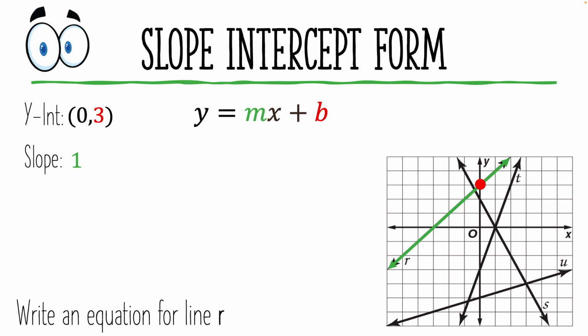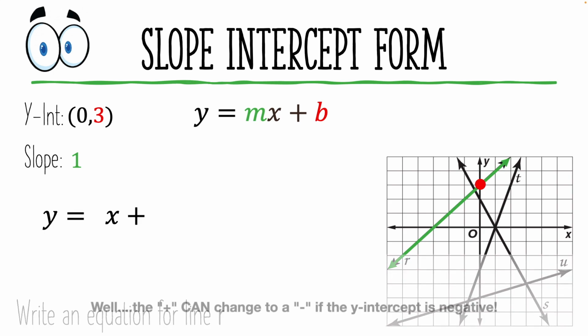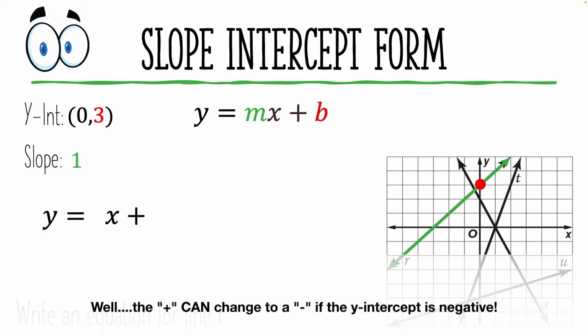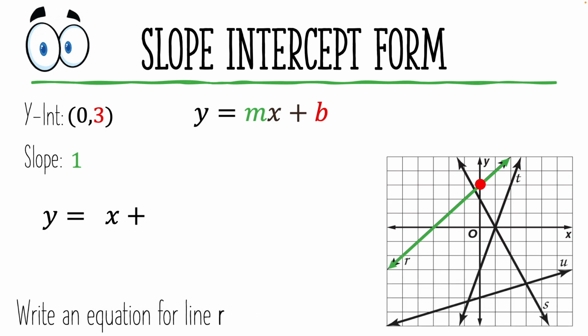As before, the stuff I have in black never changes. So you can write that down and just fill in the information you know. The y-intercept is 3, so we pop a 3 on the end there. And the slope is 1. And again, you can leave the 1 there if you'd like to, or you can take the 1 away. It doesn't matter.